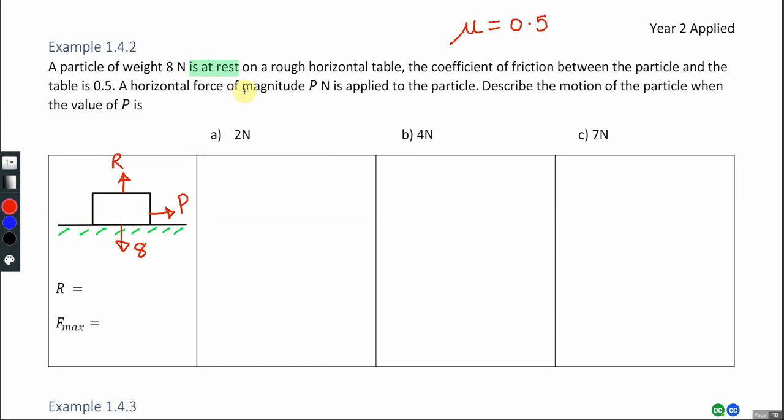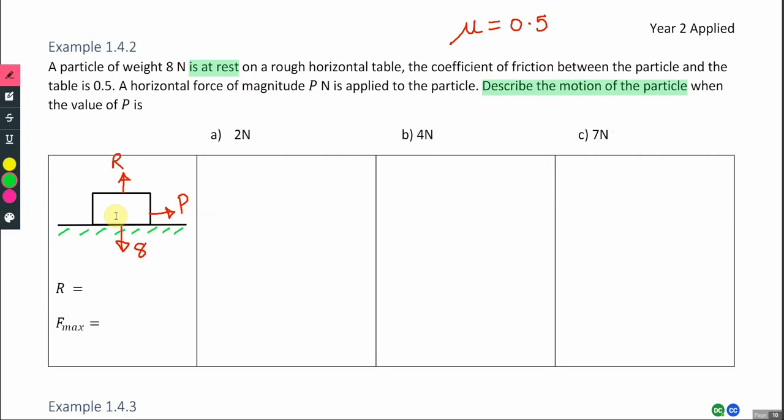A horizontal force of magnitude P newtons, note it's a horizontal force, is applied to the particle. Describe the motion of the particle when the value of P is, and then there are 3 different situations here. Each time P is getting stronger. So initially it's at rest, it's not moving, but then this force P is applied. We need to describe the motion of the particle in each of the 3 situations.